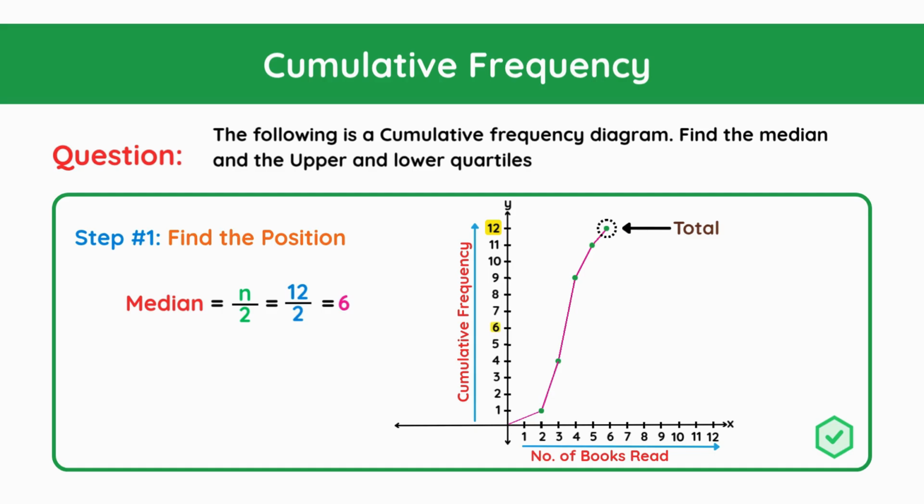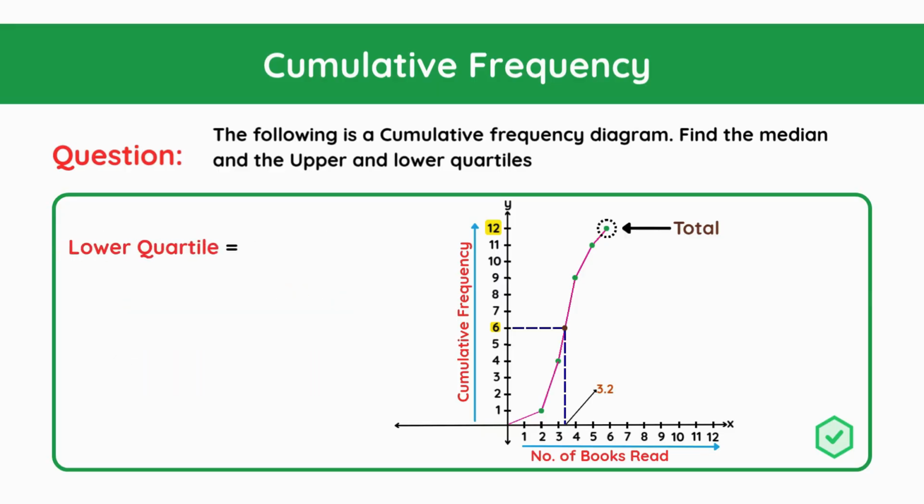Step 2, go to 6 on the vertical axis, the cumulative frequency axis. Step 3, draw a line straight across until it hits the curve, then drop straight down to the horizontal axis. Step 4, read off the value. The curve brings us down to about 3.2, so the median is 3.2 books.